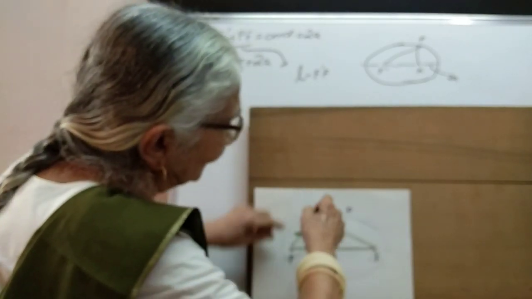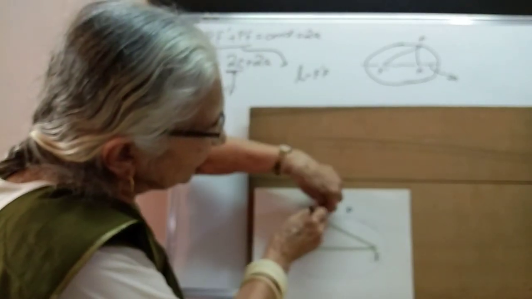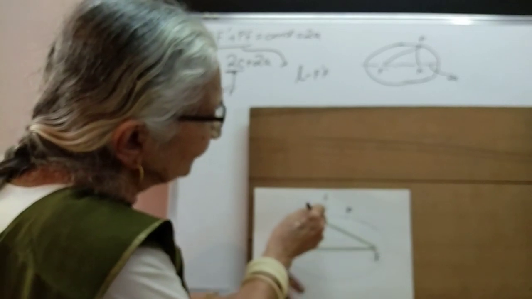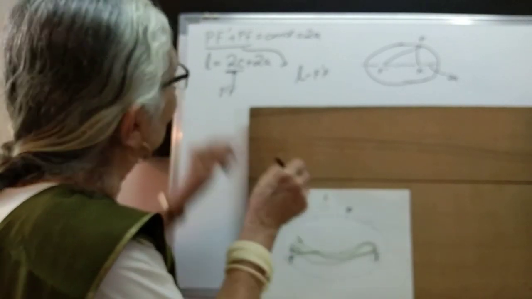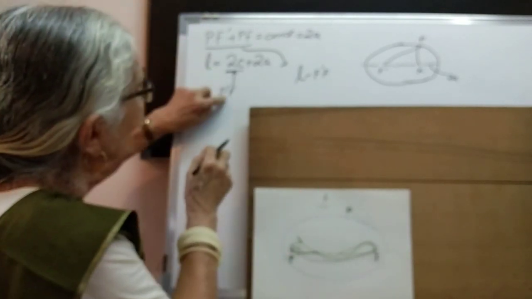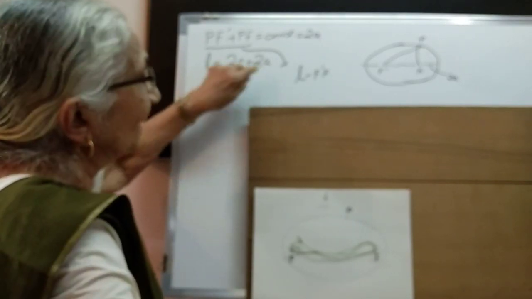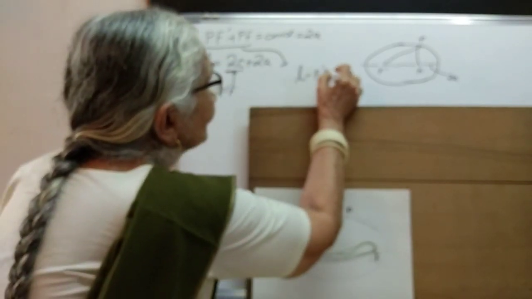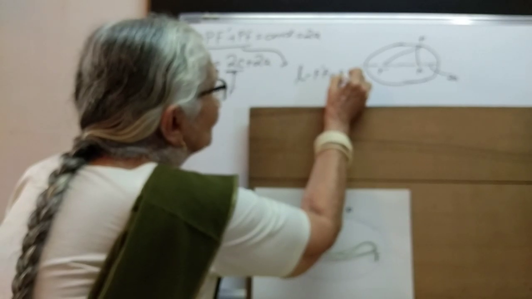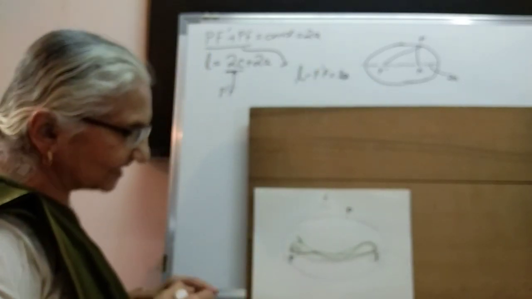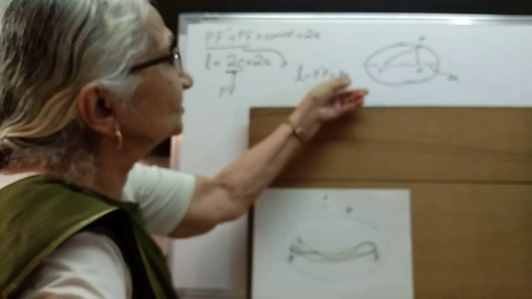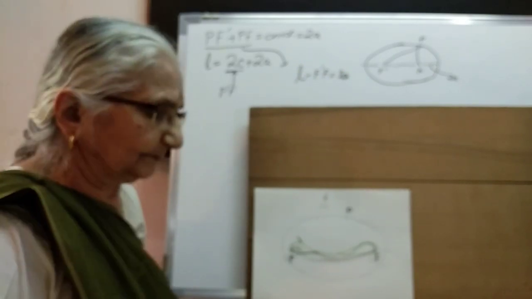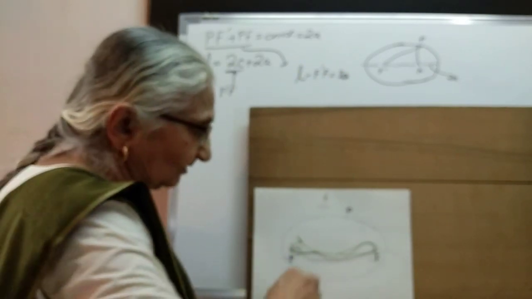Even if you take your P here, PF dash plus PF will be the length of the loop minus F dash F. And L minus F dash F is nothing else but 2A. So we have just shown that PF dash plus PF is constant. It is equal to 2A. Okay, that takes care of the ellipse.